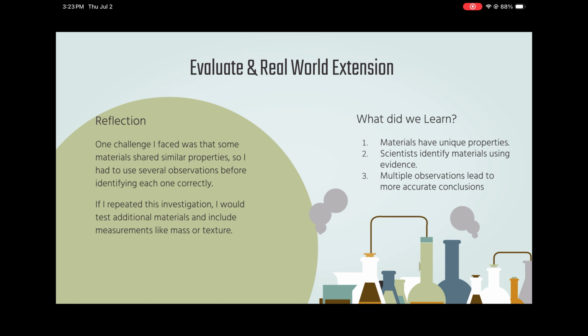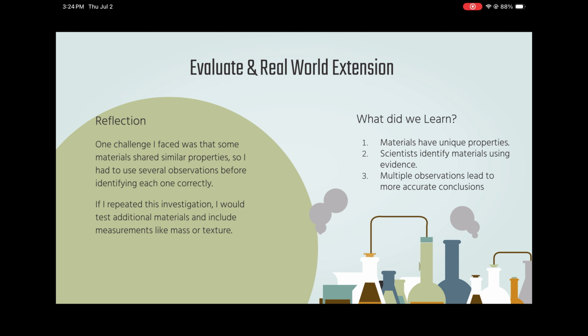One challenge that I faced was that some materials shared similar properties, so I had to use several observations before identifying each one correctly. Today we discovered that materials can be identified by observing and measuring their properties. We also learned that scientists need multiple pieces of evidence before reaching a conclusion.